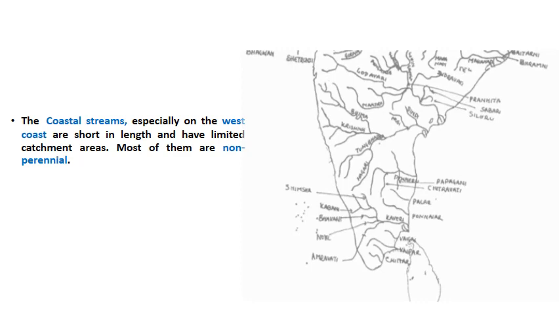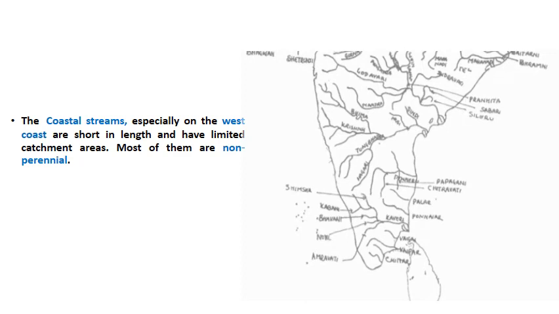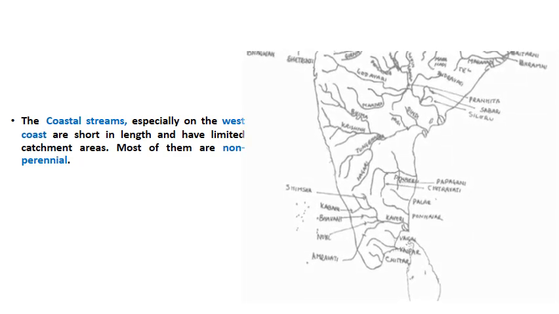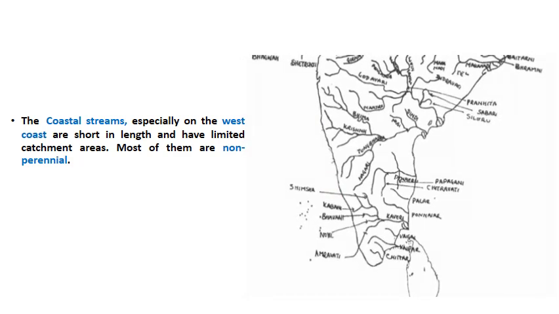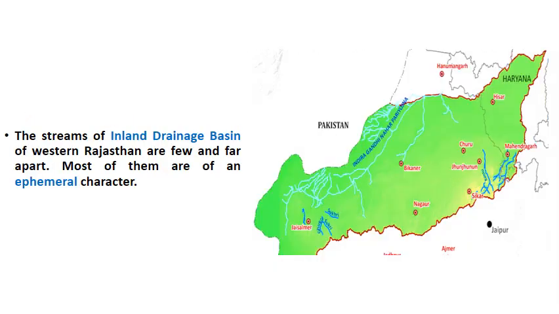The coastal streams, especially on the west coast, are short in length and have limited catchment areas, and most of them are non-perennial. Catchment area is the area that collects their water. The streams of the inland drainage basin of western Rajasthan are few and far apart. Most of them are of an ephemeral character. They are sometimes there and sometimes you can't see any water in these areas.